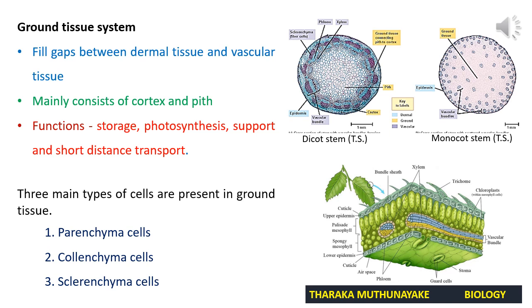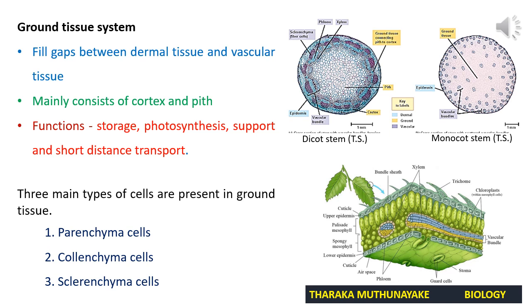The first diagram at your left hand side represents a transverse section of dicot stem. There you can observe in the middle it has pith. Outer to vascular bundles it has cortex. Those represent ground tissue system. You can observe clearly those tissues fill the gaps between the outer epidermis or dermal tissue layer and the vascular tissue system. At the right hand side you can observe a transverse section of monocot stem. There you can observe in between vascular bundles it has ground tissue.